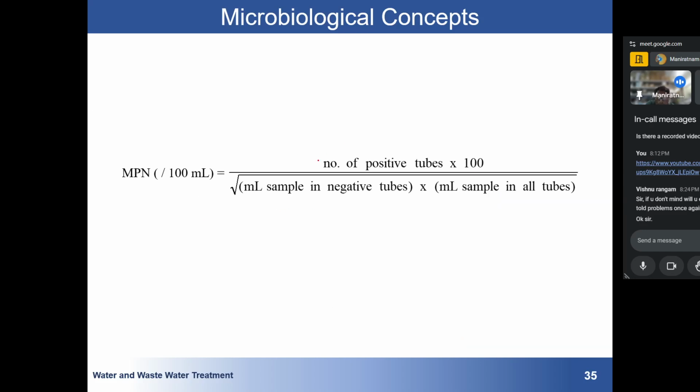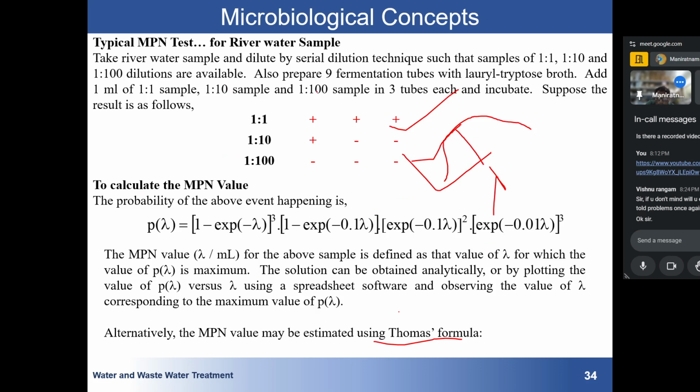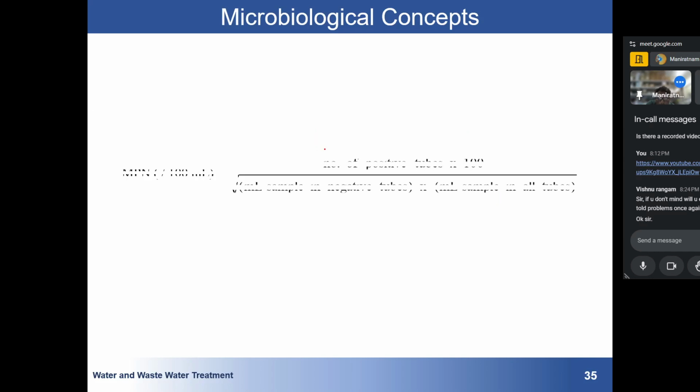Thomas formula is simple: number of positive tubes into 100 divided by the square root of ml of negative tubes into ml of sample in all tubes. So for example, suppose 10 ml sample is there here, here 10 times dilution is there, means 1 ml sample, and here 100 times dilution is done, means 0.01 ml sample is there. So number of positive ml is 10 plus 10 plus 10, and this is 1, means 31. So here the number of positives is 4 into 100 plus ml of negative, you can just substitute.